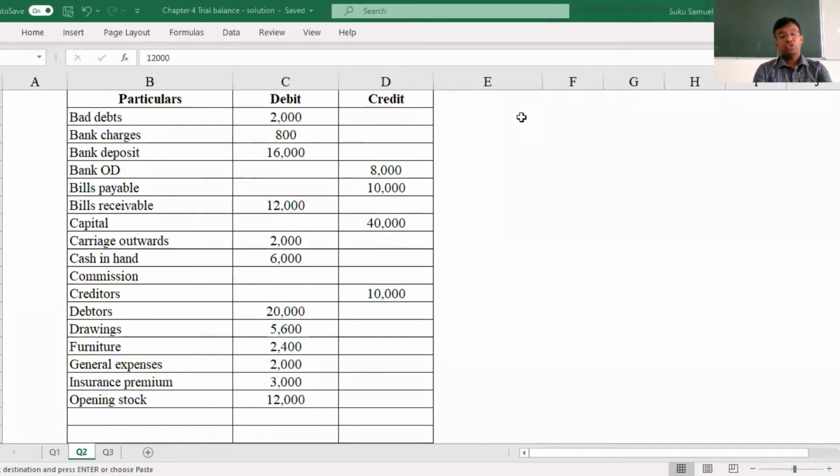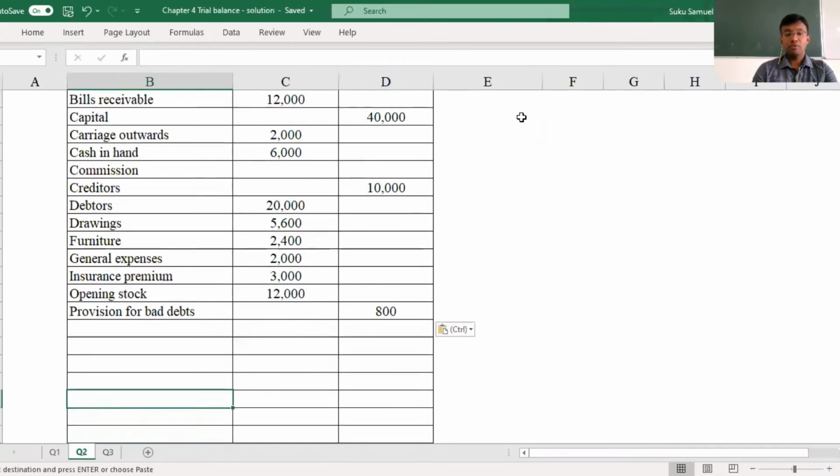Now, when you have provision for bad debt showing up in your trial balance, it is the money that you had set aside the previous year. So since it is money set aside the previous year, this will be an income for you. When we work out further numericals, you'll understand why this is an income. But for the time being, please remember, provision for bad debts is an income.